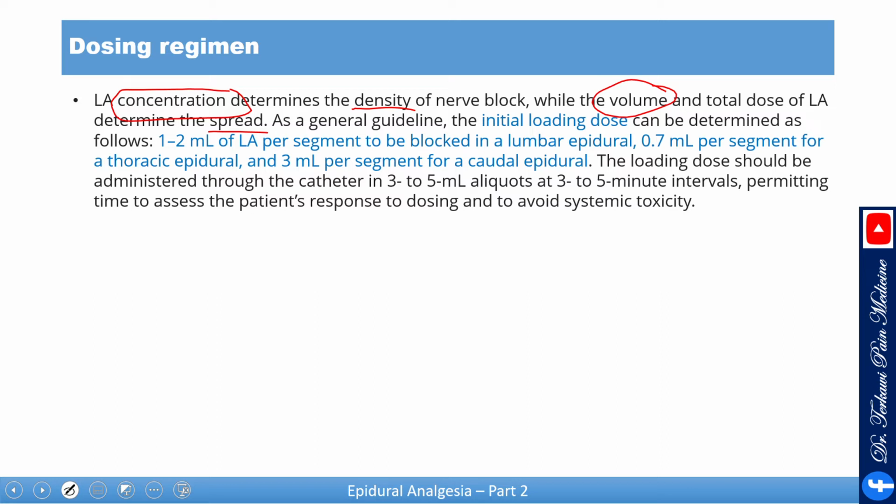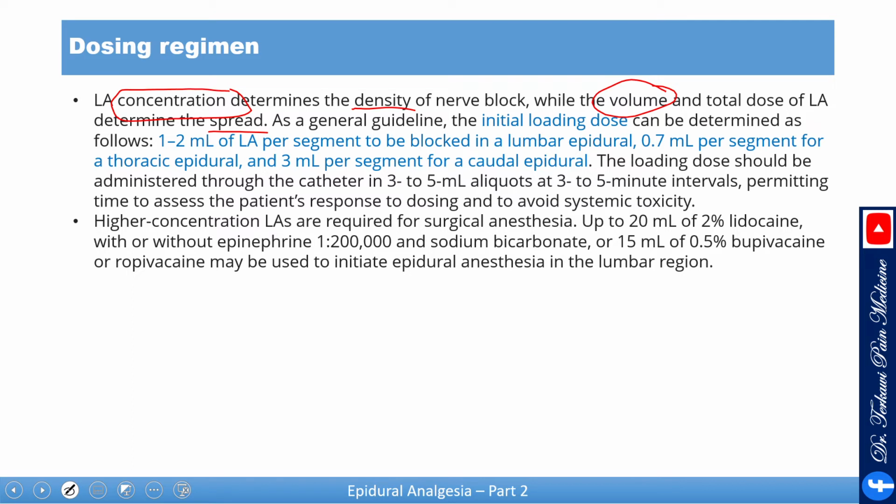The loading dose should be administered through the catheter in 3 to 5 ml incremental doses every 3 to 5 minutes, permitting time to assess the patient's response to dosing and to avoid systemic toxicity. Higher concentration local anesthetics are required for surgical anesthesia. Up to 20 ml of 2% lidocaine, with or without epinephrine 1 in 200,000 and sodium bicarbonate, or 15 ml of 0.5% bupivacaine or ropivacaine may be used to initiate epidural anesthesia in the lumbar region.